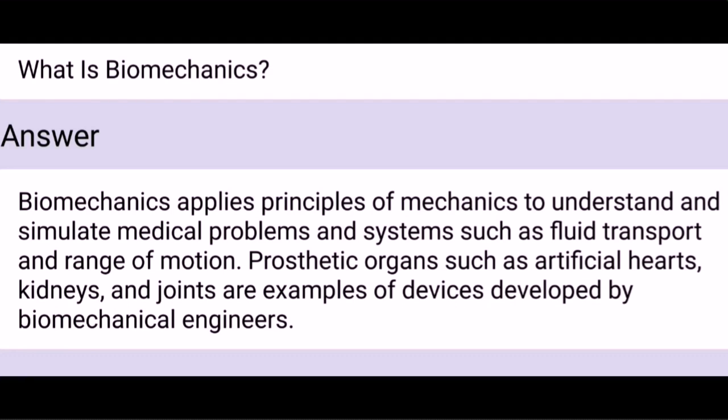What is biomechanics? Biomechanics applies principles of mechanics to understand and simulate medical problems and systems such as fluid transport and range of motion. Prosthetic organs such as artificial hearts, kidneys, and joints are examples of devices developed by biomedical engineers.